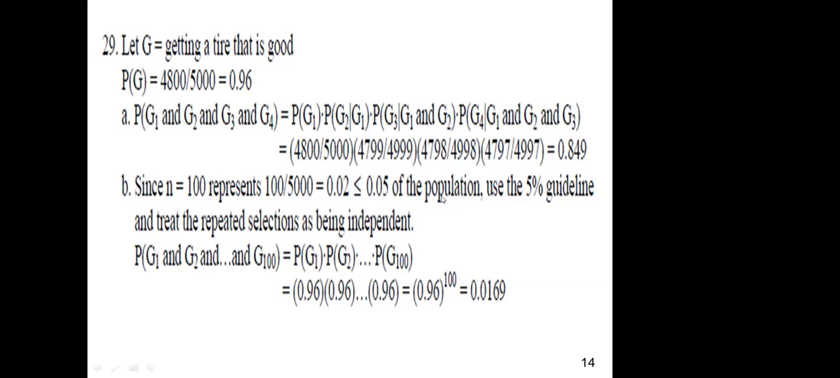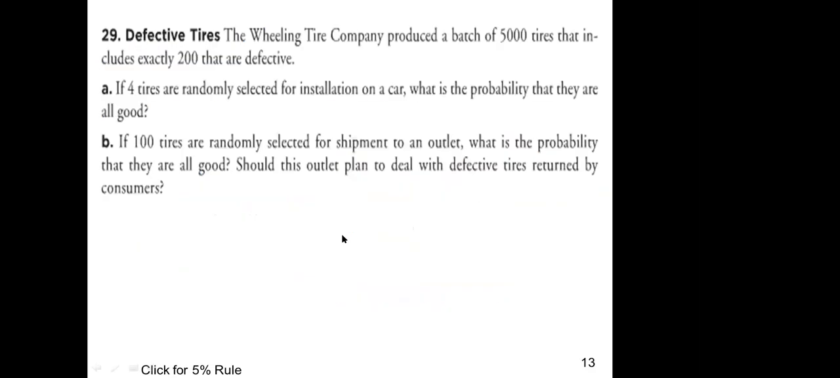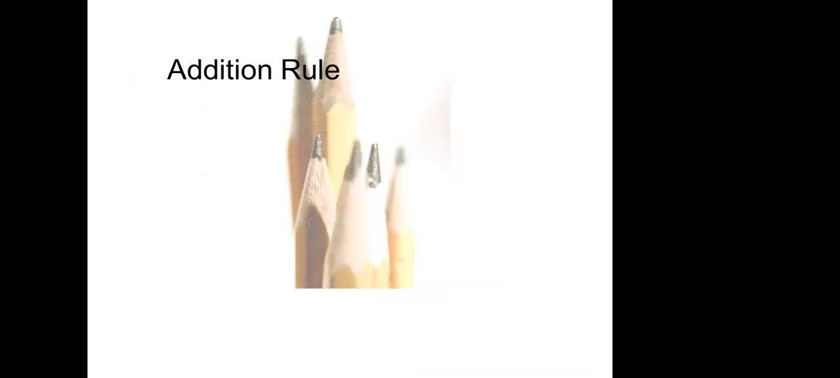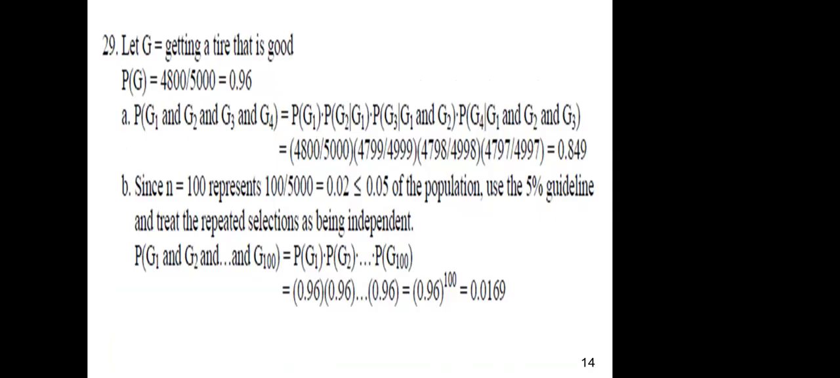4,800 were good tires out of a total of 5,000. Well, 4,800 out of 5,000 as a decimal is 0.96. The probability of me getting a good tire is 0.96. Because the calculations were cumbersome, I can treat these guys as being independent, which means use that 0.96 100 times.